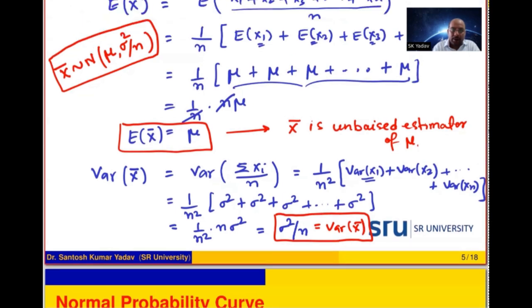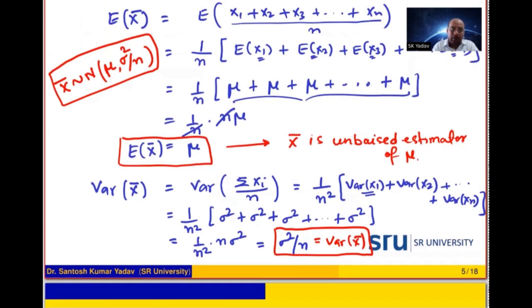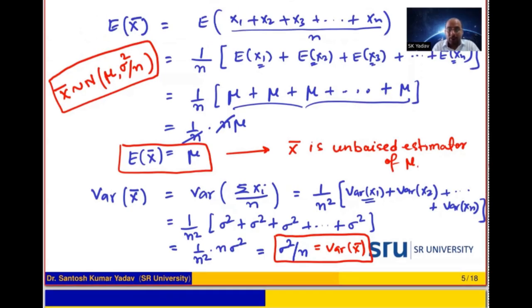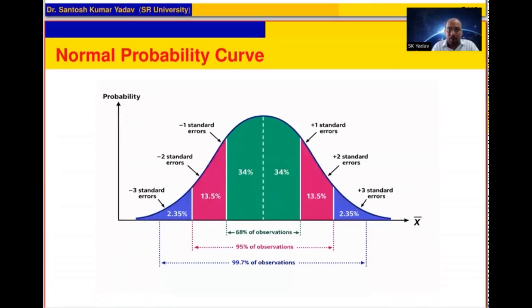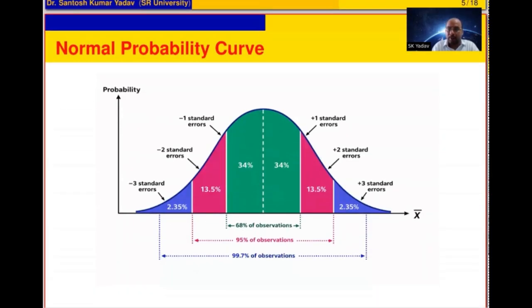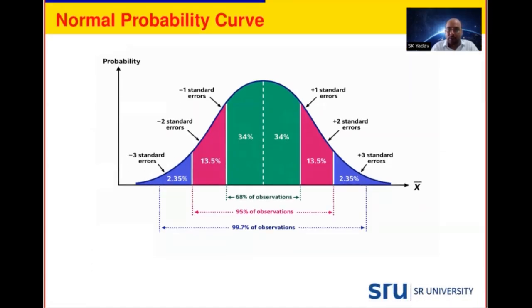Now let us understand, because x bar is following normal distribution, we can change this x bar into a standard normal variate. So here is the normal curve I am showing again. We have shown this in the previous video on the normal distribution, because we will use it again for computing the probabilities of the sample mean lying in a certain range, let's say A to B.